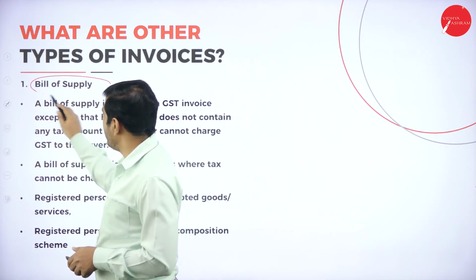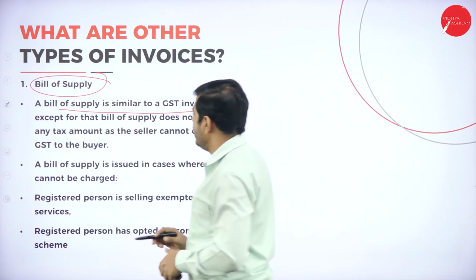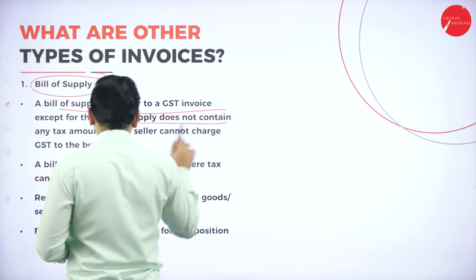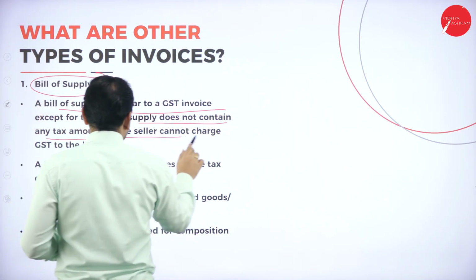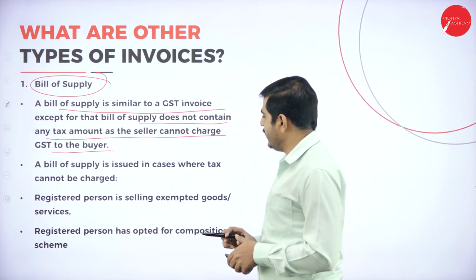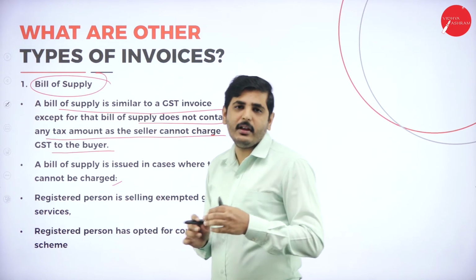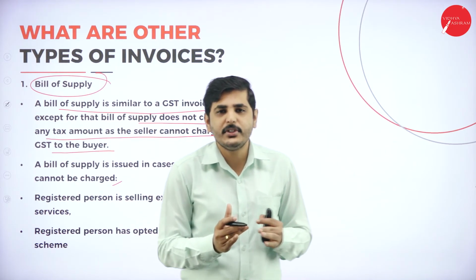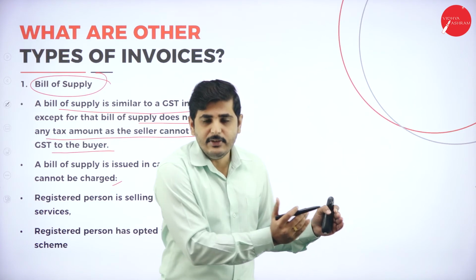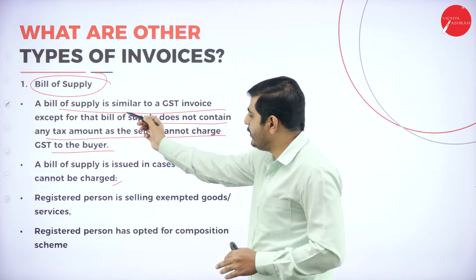In the case of a bill of supply, the bill of supply is similar to the GST invoice, except that it does not contain any tax amount, as the seller cannot charge GST to the buyer. A bill of supply is issued in cases where tax cannot be charged. For example, if we are selling goods which are exempted from tax, which do not come under the GST regime, for those particular products we will issue the bill of supply.